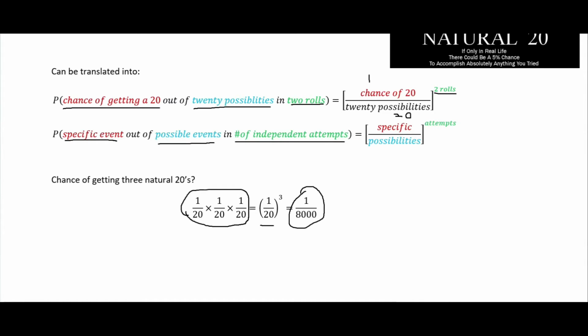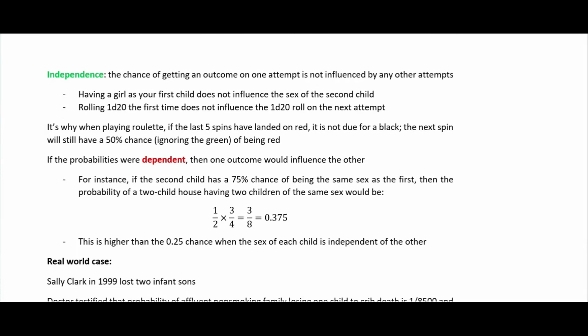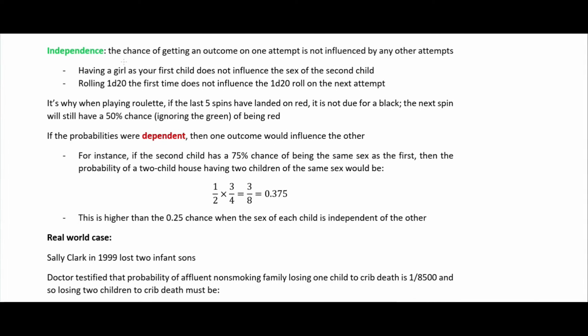And so let's take a little closer look at this idea of independence. So independence just means that the chance of getting an outcome on one attempt is not influenced by any other attempts. And so having a girl as your first child does not influence the sex of the second child. And so that's what independence means with children. So if your first child is a girl, that doesn't increase the chances of getting a girl or increase the chances of getting a boy on the next child.